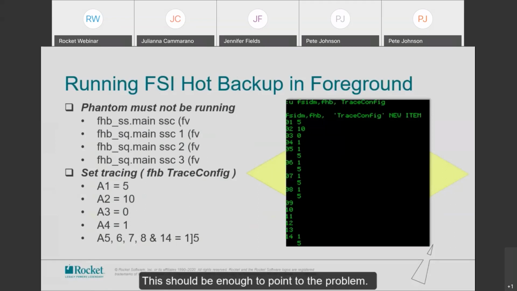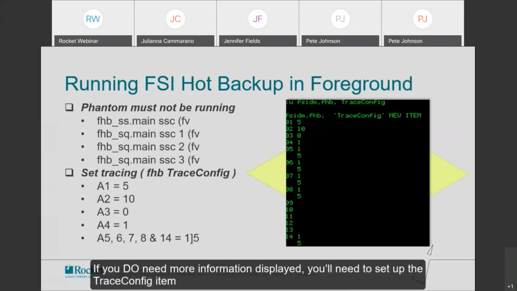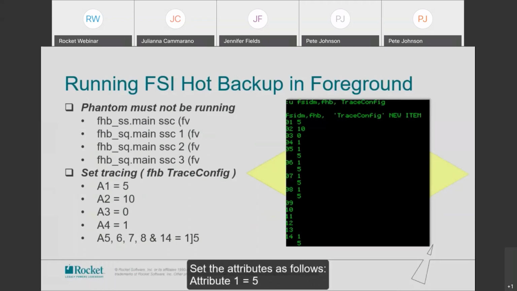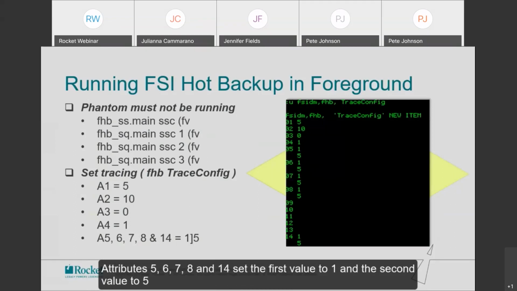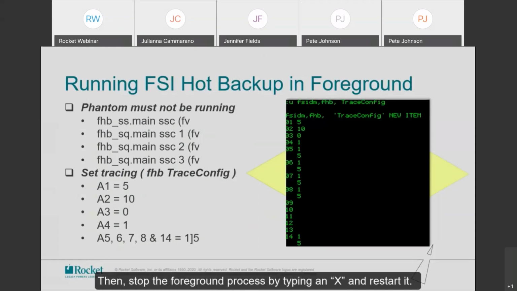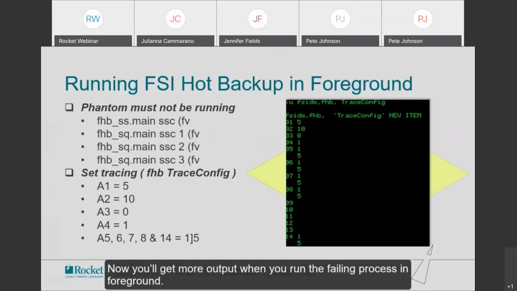If you do need more information displayed, you'll need to set up the trace config item in the FHB file using the update processor or ED, if you're a dinosaur like me. Set the attributes as follows. Attribute 1 equals 5, attribute 2 equals 10, attribute 3 equals 0, attribute 4 equals 1, and attributes 5, 6, 7, 8, and 14. Set the first value to 1 and the second value to 5. Then stop the foreground process by typing an X and restart it. Now you'll get more output when you run the failing process in foreground.